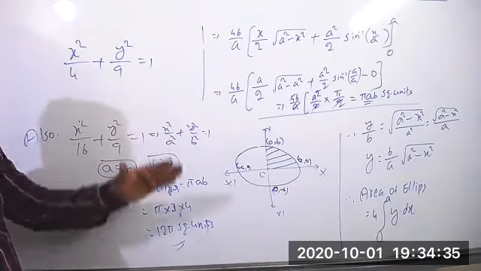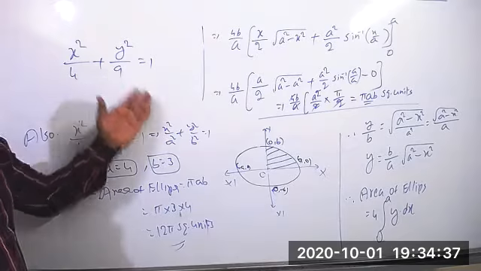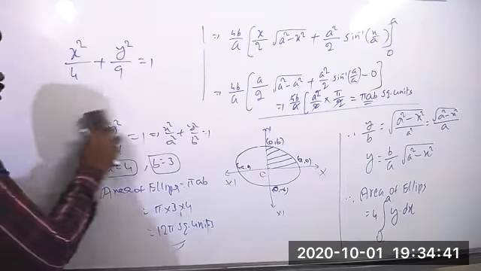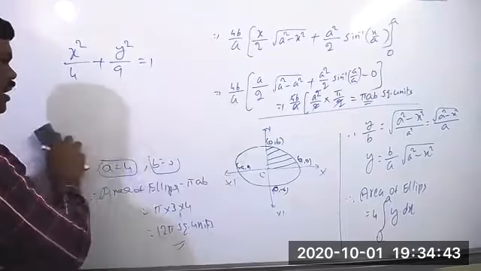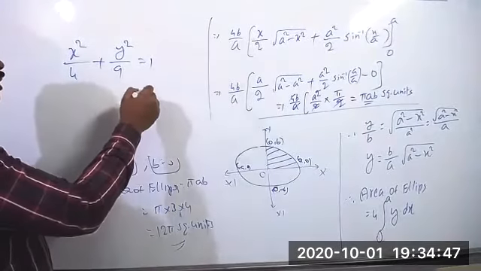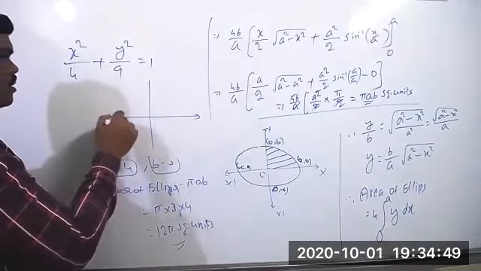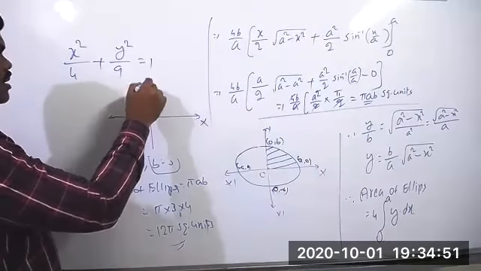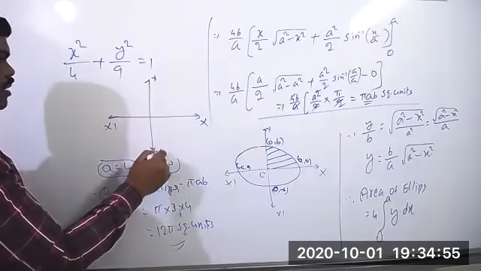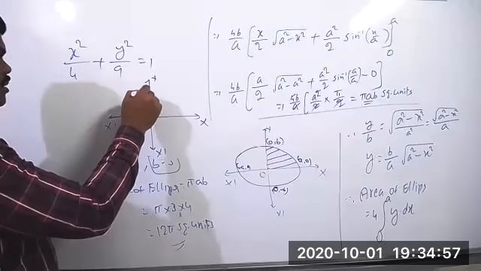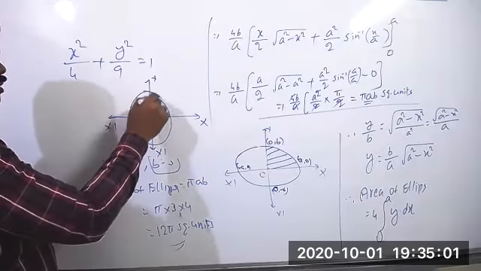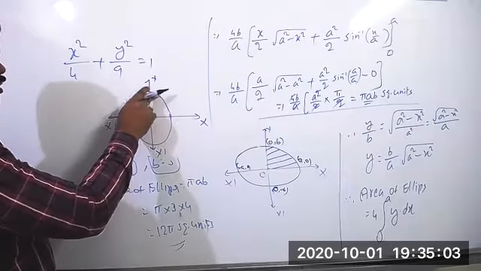Given ellipse equation: x square by 4 plus y square by 9 equal to 1. A diagram is compulsory, and it is also very important. So clearly write it. Take the x-axis and y-axis, x dash and y dash, with the origin. The ellipse will look like this.